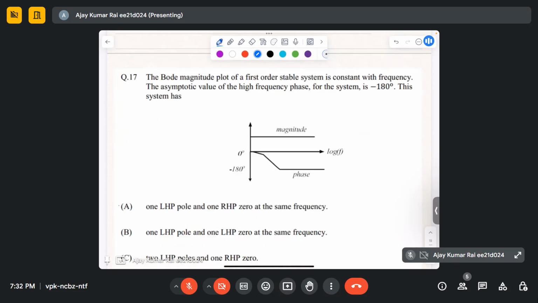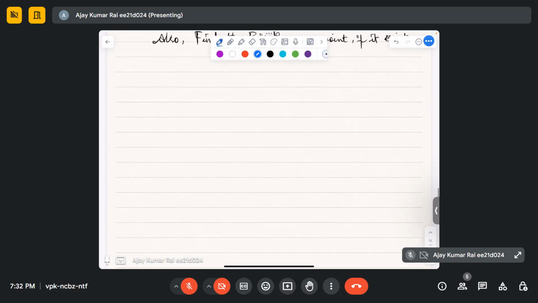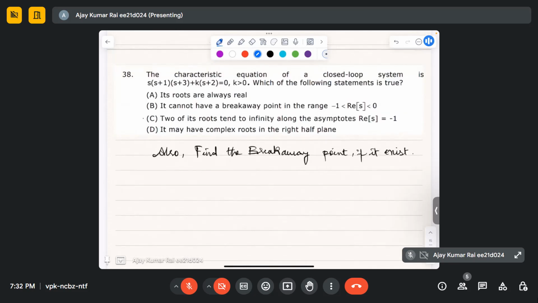Okay, we'll do, this is a root locus question. Okay, we'll do the root locus question. So the characteristic equation of the closed loop transfer function is given. K is greater than 0. Which one of the following statements is true? Okay, so from the options you can see it's a root locus question, whether it can have a breakaway point and so on. So we have to build the root locus and answer this question. Okay, so closed loop system characteristic equation is given.